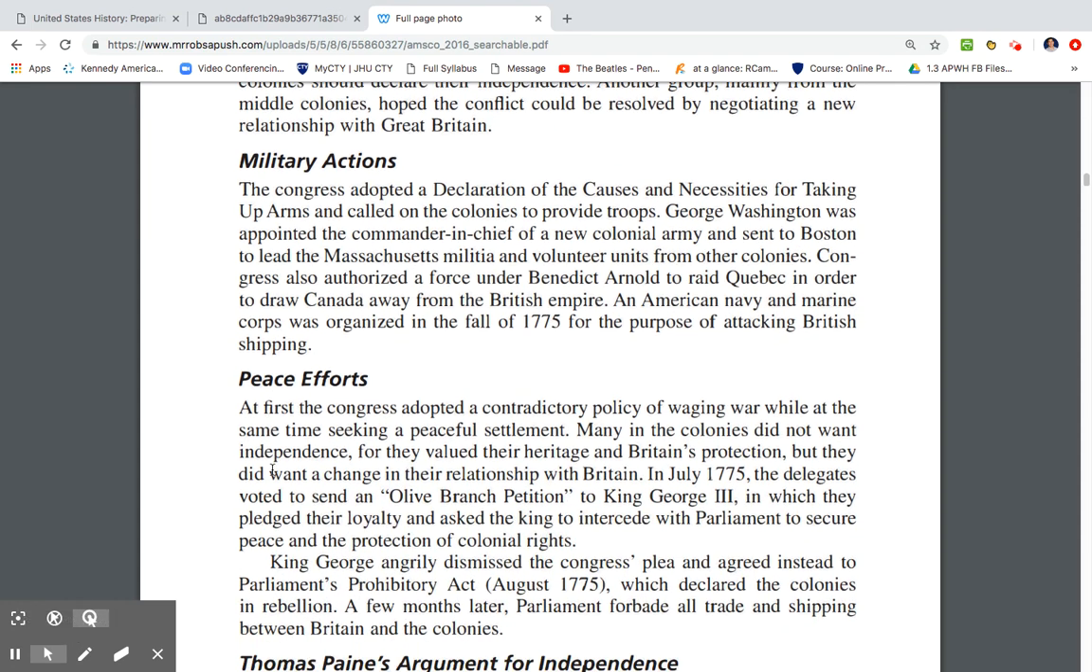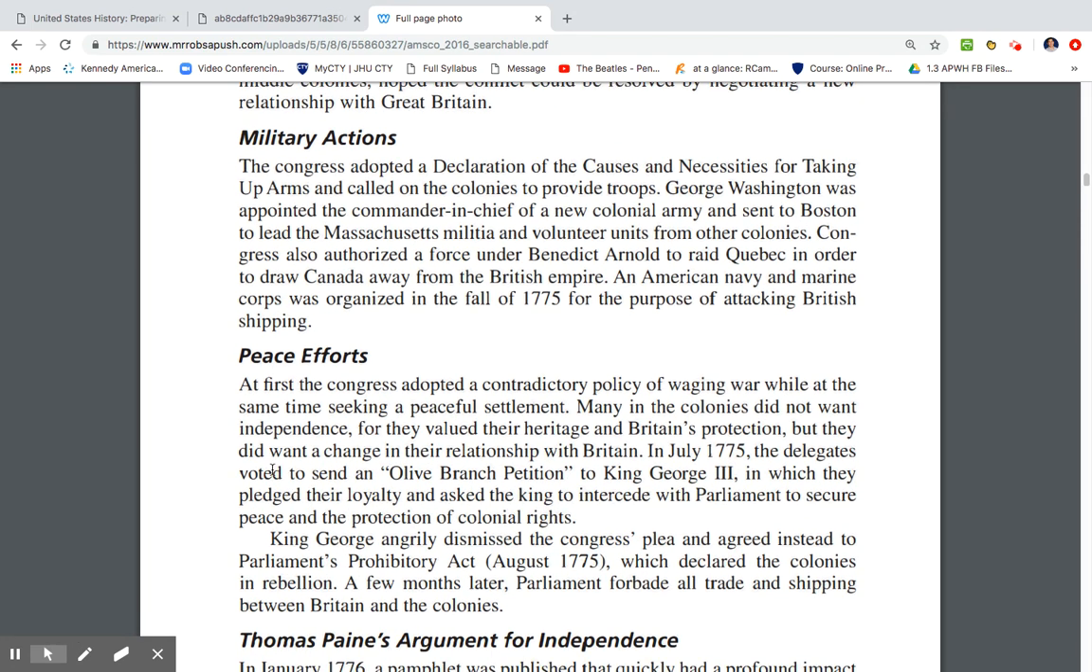Peace efforts. At first, the Congress adopted a contradictory policy of waging war while at the same time seeking a peaceful settlement. Very important. They want to prevent war, but at the same time, they're also ready to go to war. Many in the colonies did not want independence, or they valued their heritage and Britain's protection, but they did not want to change their relationship with Britain. In 1775, the delegates voted to send the Olive Branch Petition, very important definition, to King George III, in which they pledged their loyalty and asked the king to intercede with Parliament to secure peace and protection of the colonies.